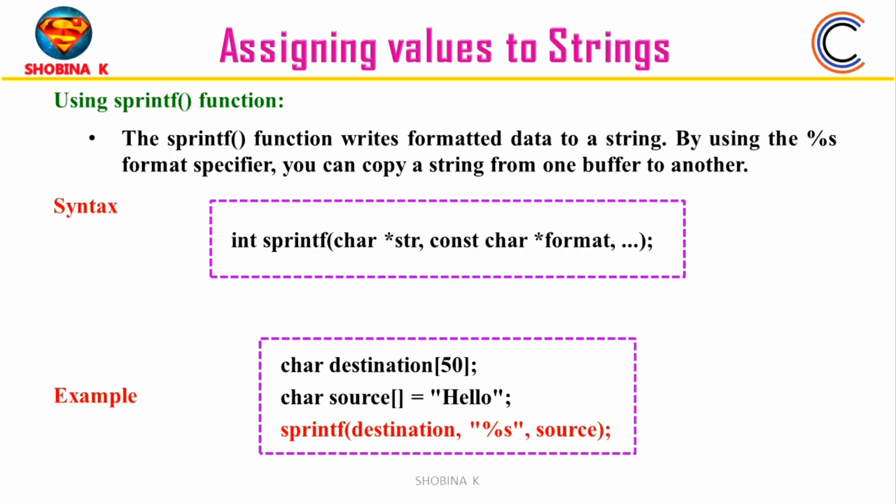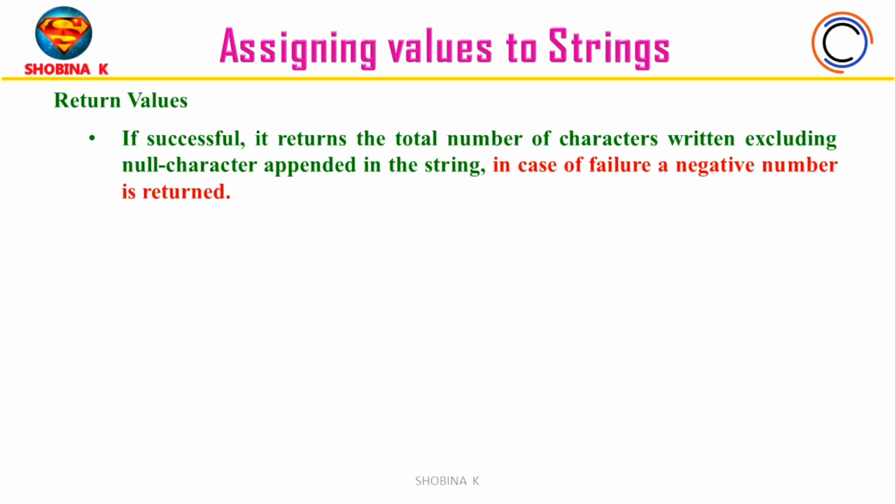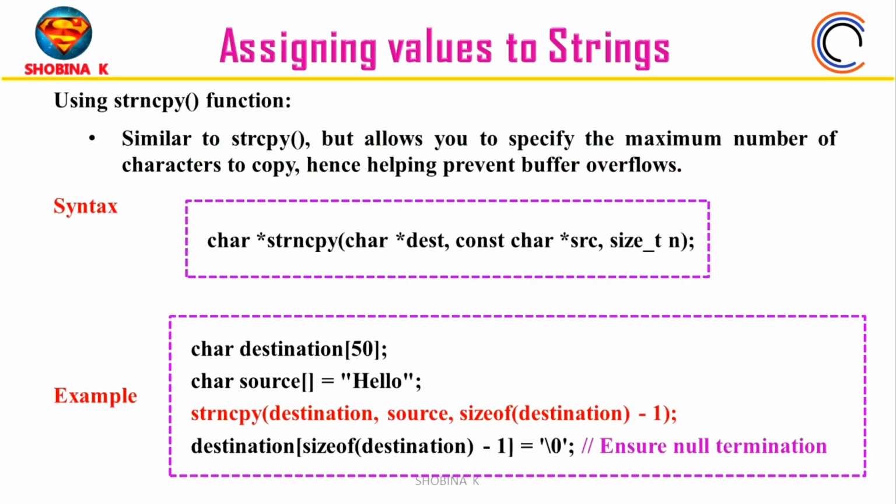This function returns the length of the resulting string, excluding the null character. If the final string exceeds the length of the buffer, the sprintf function may throw an exception. And the next method is using the strncpy function.